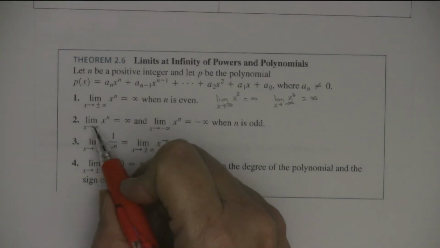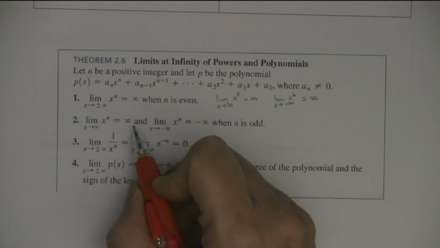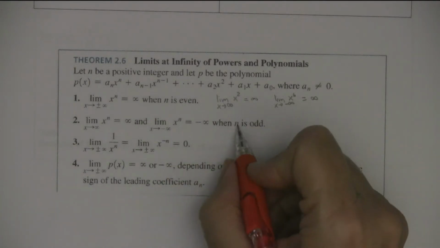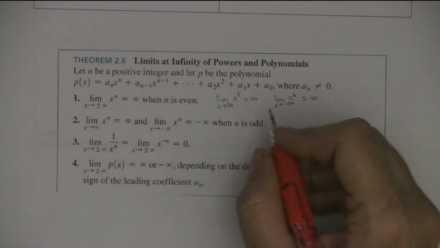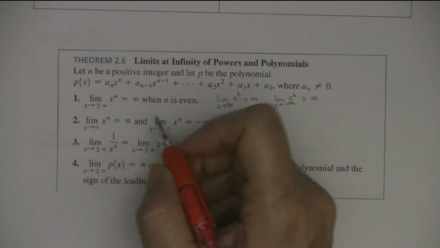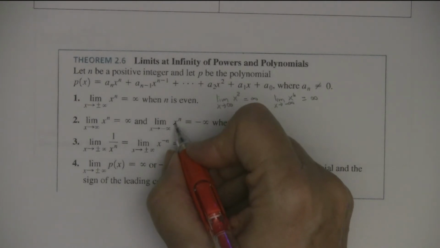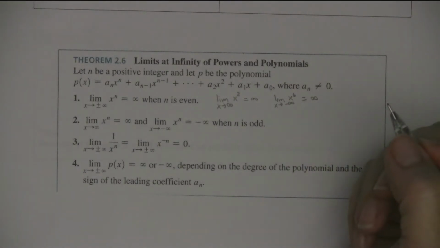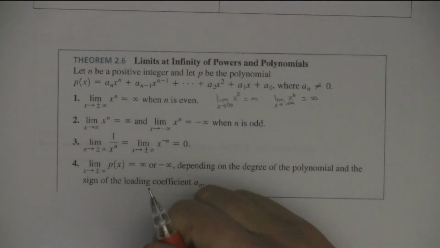Now they say the limit as x goes to infinity of x to the n equals infinity, and the limit as x goes to negative infinity of x to the n is negative infinity when n is odd. And that certainly makes sense too, right? Because if you have a really big positive number raised to the third, that's going to be positive. But if you have a negative of a really big number, which is a really small number, a negative raised to the third is a negative. So it's going to negative infinity. So anyway, I think that one makes sense too.